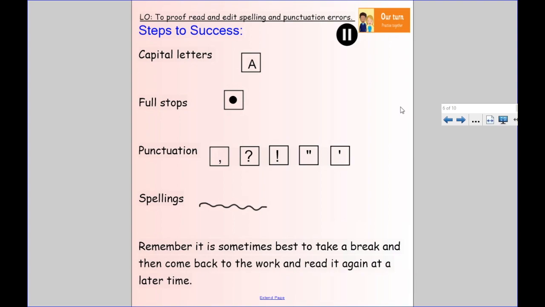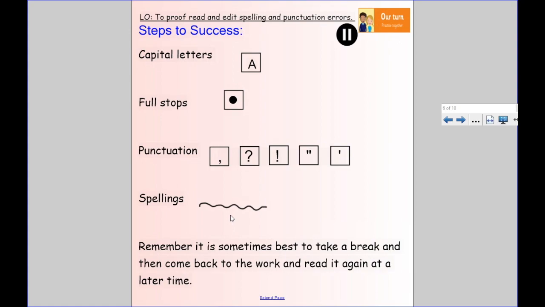When proofreading and editing our narrative from last week, we're going to make sure we're looking for capital letters to mark the starts of our sentences and any proper nouns, so any names, whether that's the planet name or the character's name. We're also going to be looking for full stops to mark the end of our sentences. We'll look for other types of punctuation that we might have used too, and that could include commas, question marks, exclamation marks, inverted commas and apostrophes. And we'll also make sure that we're looking for any spellings that are incorrect.